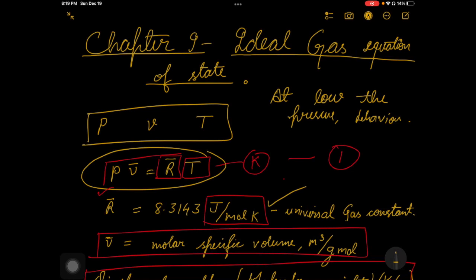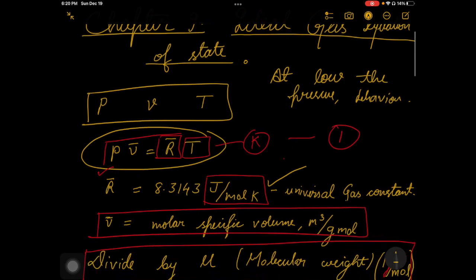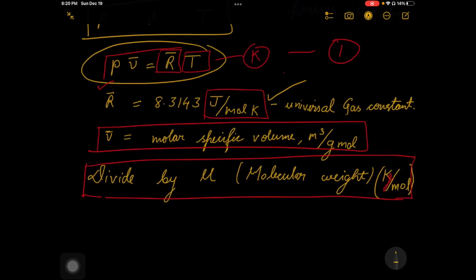P v-bar is equal to R-bar T. Now this is not just PV = RT, you can see there is a bar on v and R. So this is basically your specific volume, not just specific volume, but your molar specific volume, unit for which is meter cube per gram mole. So this is volume per mole, okay? And also we are taking R bar, which is the universal gas constant, value of which is 8.3143 joule per mole Kelvin. So again, per mole we are talking about, taking every single molecule into account. And then T is the absolute temperature, which will be in Kelvin scale.